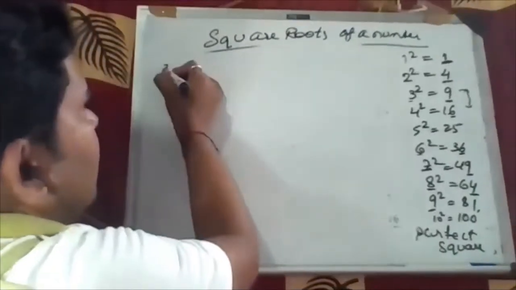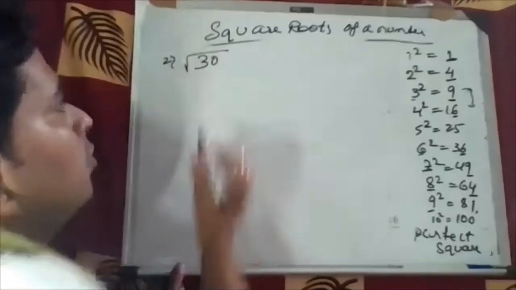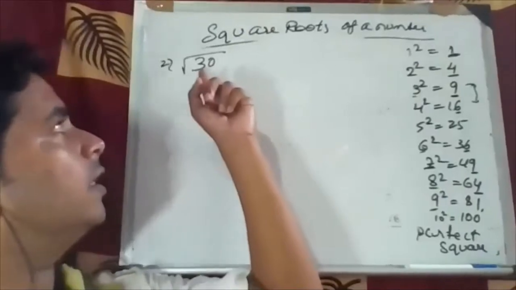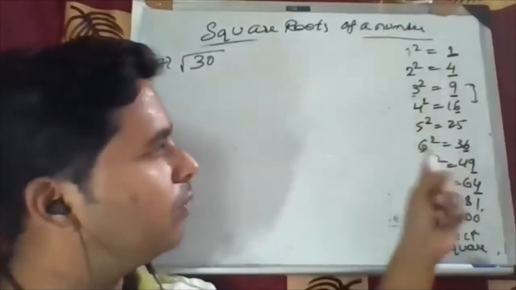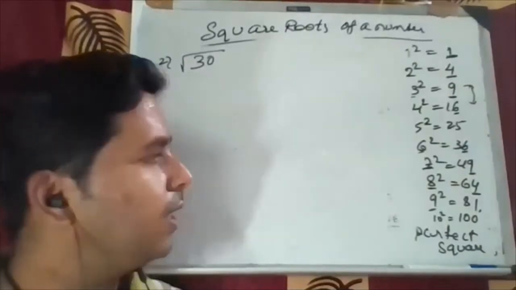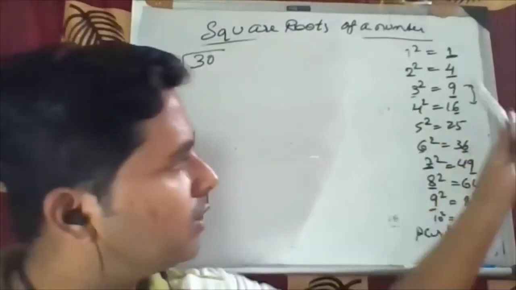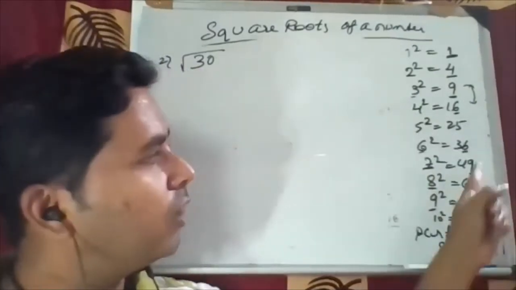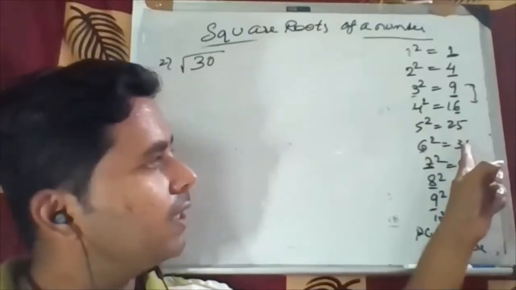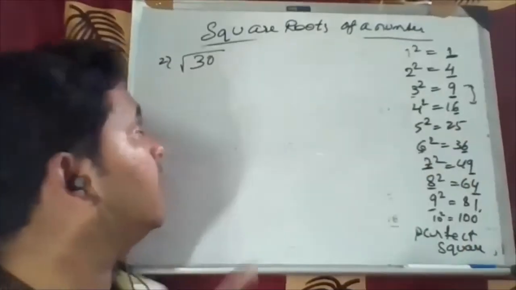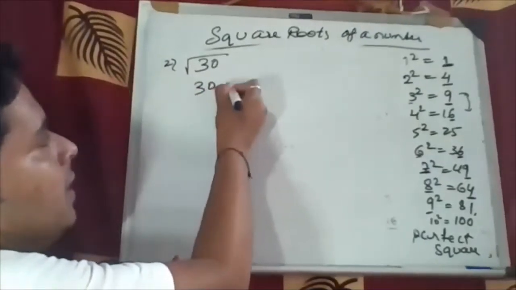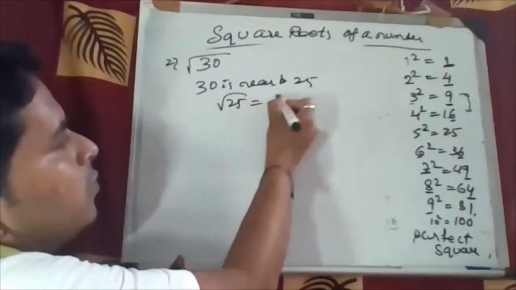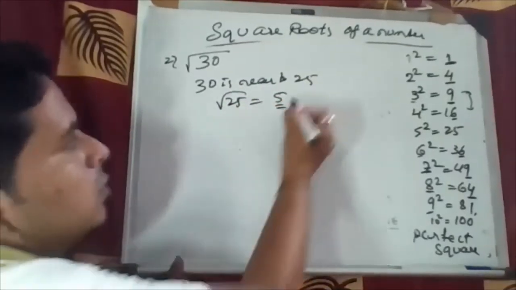So I'll take the next example as root 30. What will be the square root of 30? Just see the square values. Just check the square value which is nearest to 30. If you check all this in the table, 30 is near to 25, and 49 is more than that. So 30 is nearest to 25. So take 25. What is the square root of 25? 5.